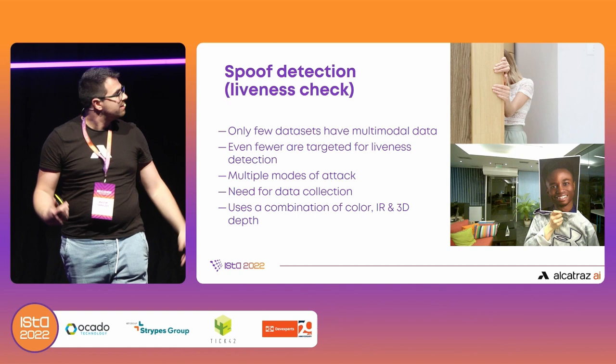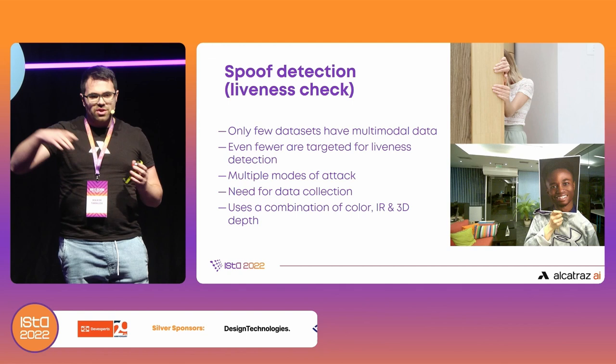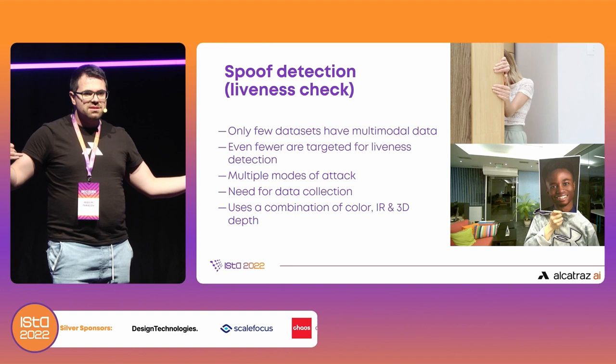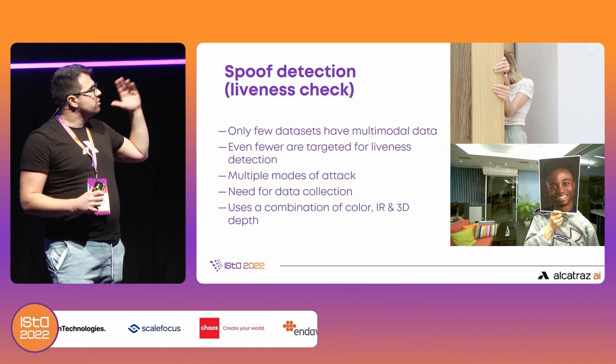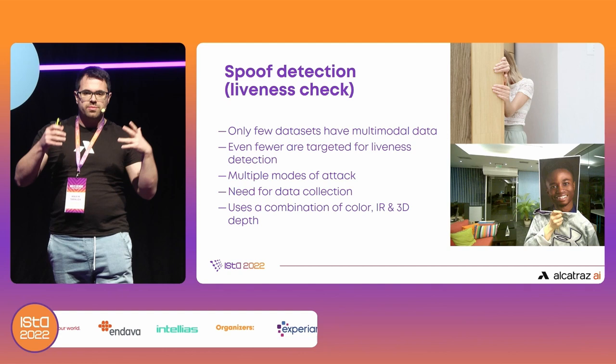So why is this challenging? It's challenging because unlike other machine learning problems where you have vast amounts of data, you can even scrape your own data from the internet, or there are just big data sets of links that you can use to download various data online. There are actually not a lot of data sets that tackle multimodal data. And even fewer are targeted specifically for liveness detection. And you have various modes of attacks, like I mentioned, papers, bent papers, masks, phones, tablets, et cetera.